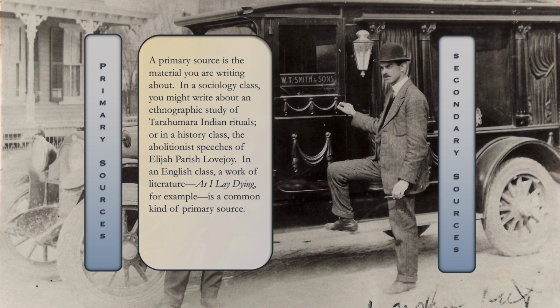A primary source is the material that you're writing about. In a sociology class, for example, you might write about an ethnographic study of Tarahumara Indian rituals, or in a history class, you might write about the abolitionist speeches of Elijah Parrish Lovejoy. In an English class like this one, a work of literature, As I Lay Dying, for example, is a common kind of primary source.